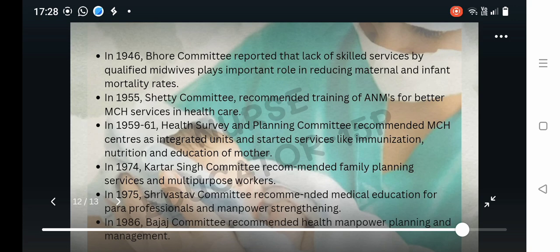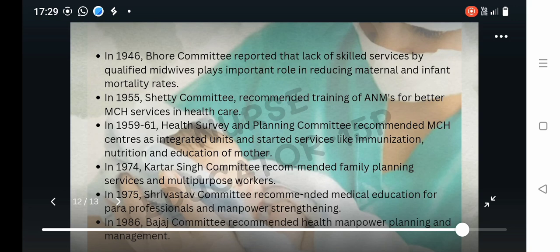Then in the years 1959 to 61, the Health Survey and Planning Committee recommended MCH services as integrated units and started services like the immunization schedule all over the country, and also nutrition given by the government, in Anganwadis and through home visits, advising on what supplementation should be given to women and children. So immunization, nutrition and education of mothers started from the Health Survey and Planning Committee.